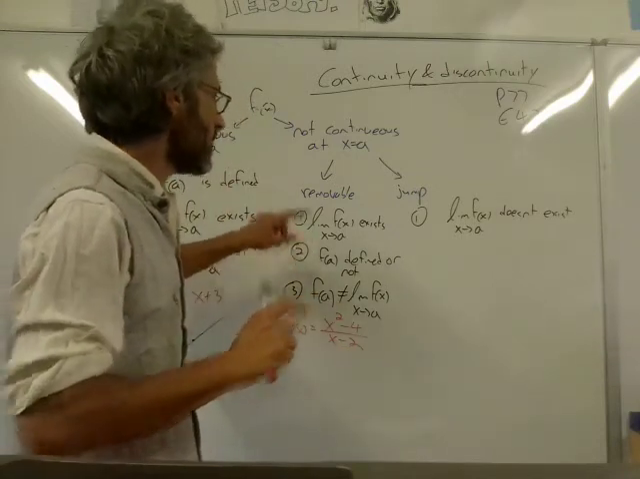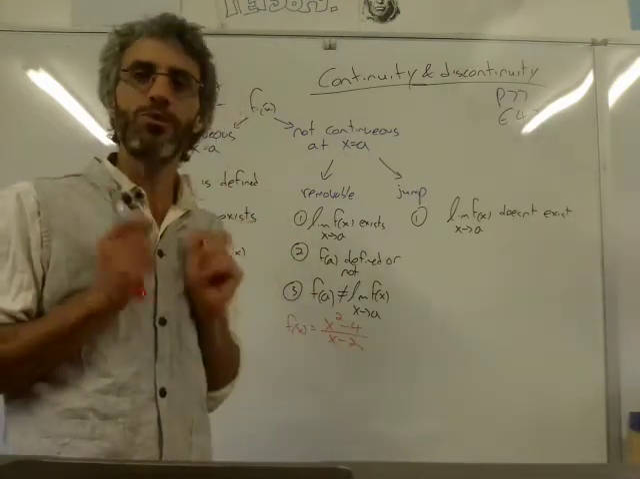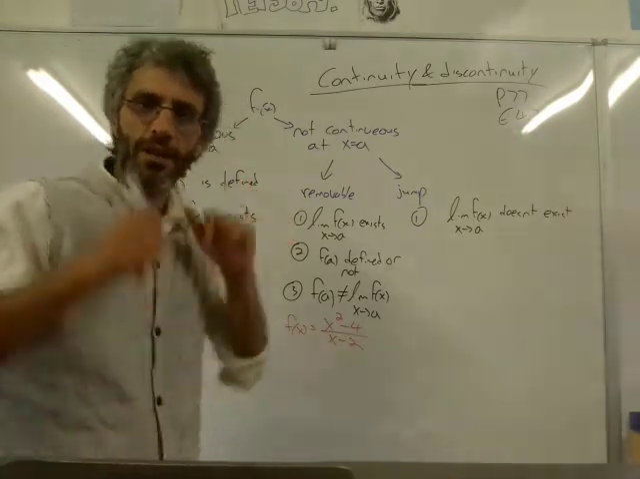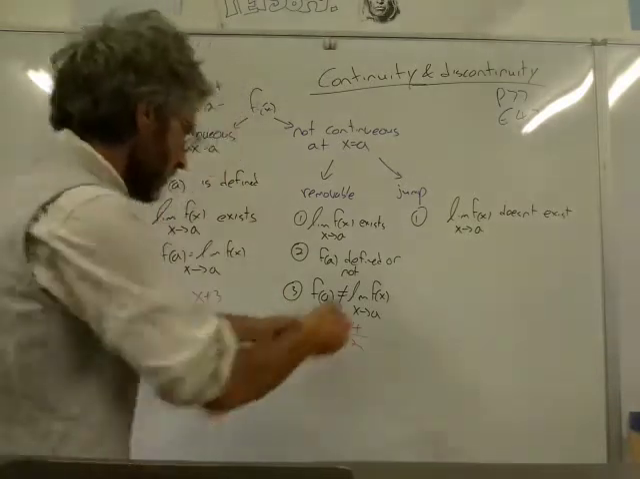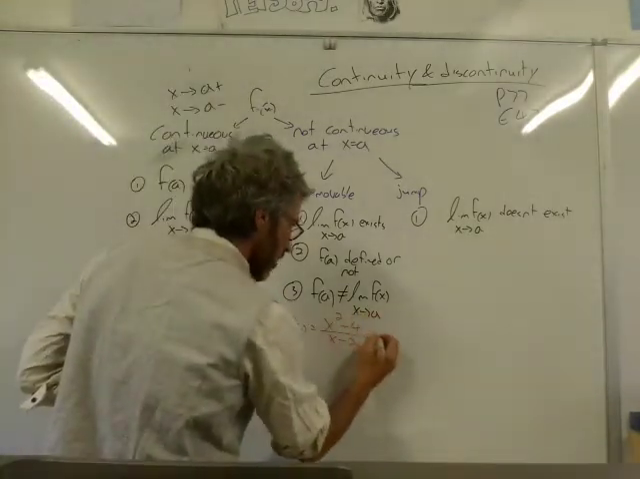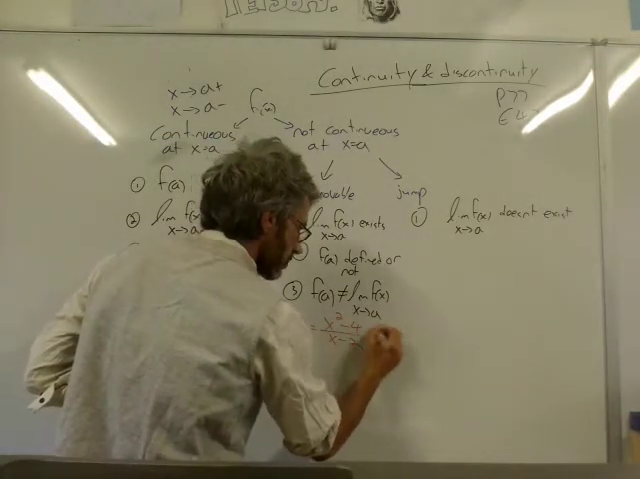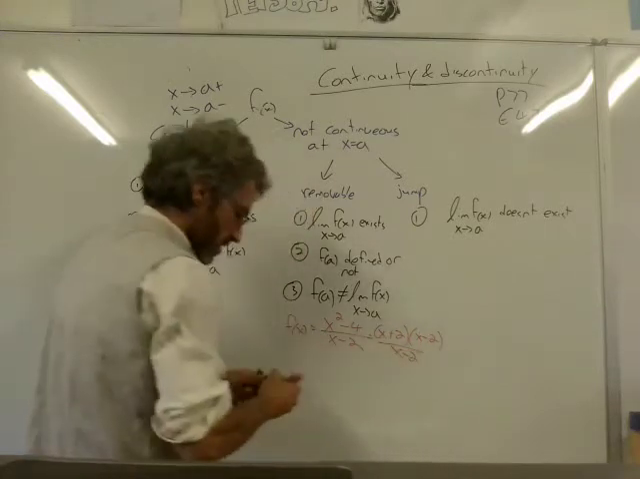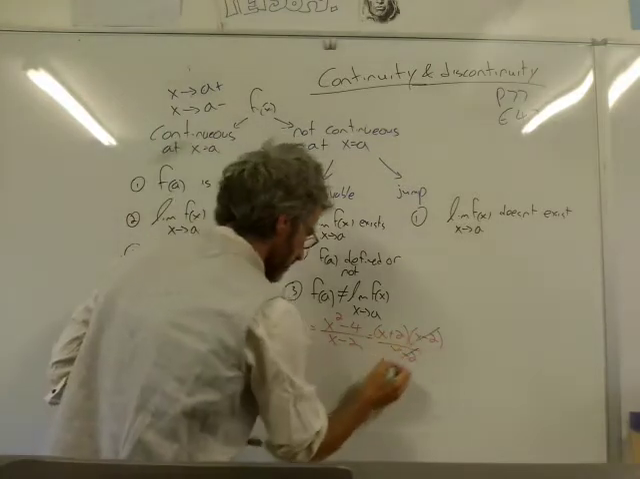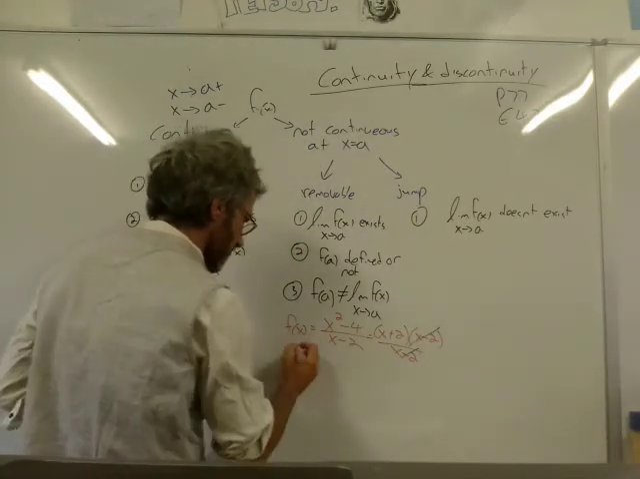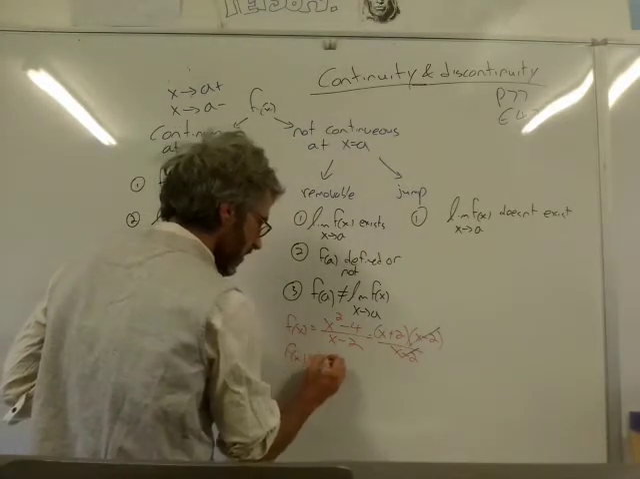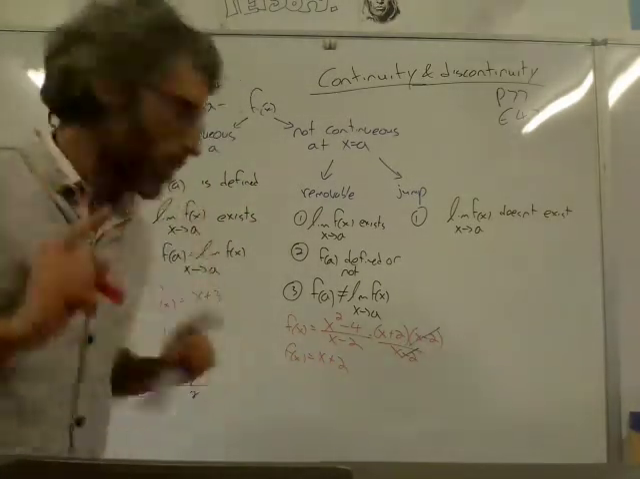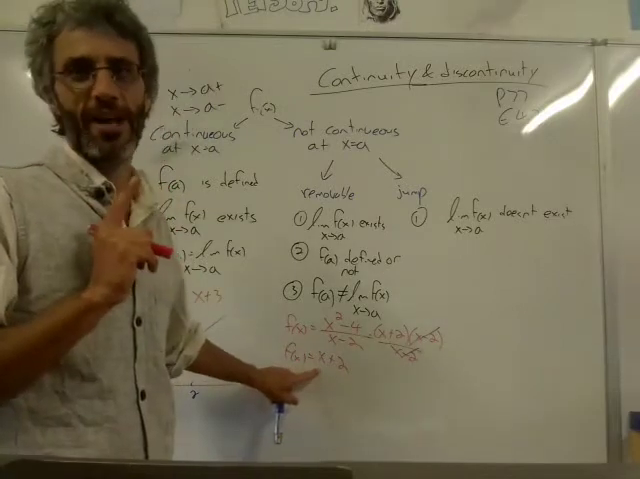The second thing is there must be a limit for that function. Whether we approach from the right or from the left, there must be a limit. In this case, we said we can rewrite it as x plus 2 times x minus 2 divided by x minus 2. And these things cancel. Then really we can say that f of x is really the same as x plus 2. It's almost the same. The only difference is it's still not defined for x equals 2.